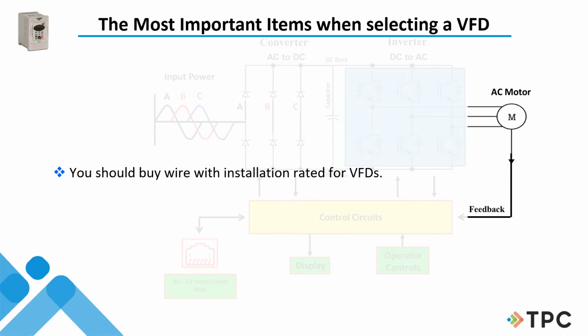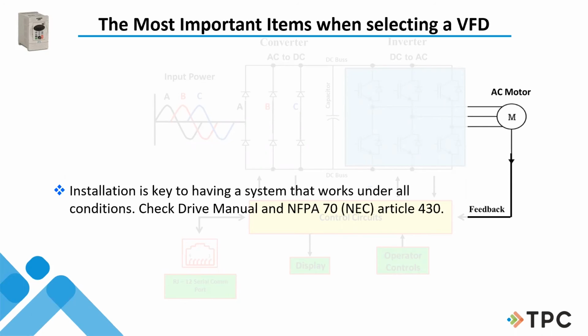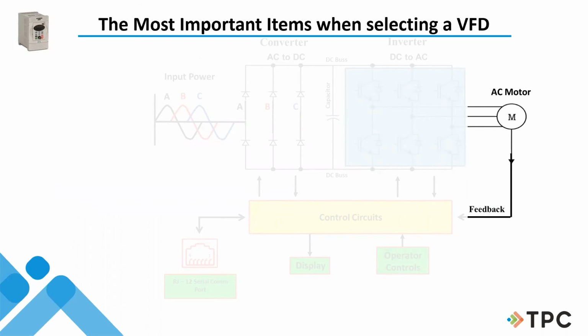All I can say is, go to the drive manual and installation and Article 430 in the code to help you install it correctly so that you won't have problems that you created yourself. And as we talked, going back to the drive manual or Article 430 in the code will help you get a better installation, and you'll have fewer problems. And the system hopefully will run all the time for you. So make sure you get these key installations.